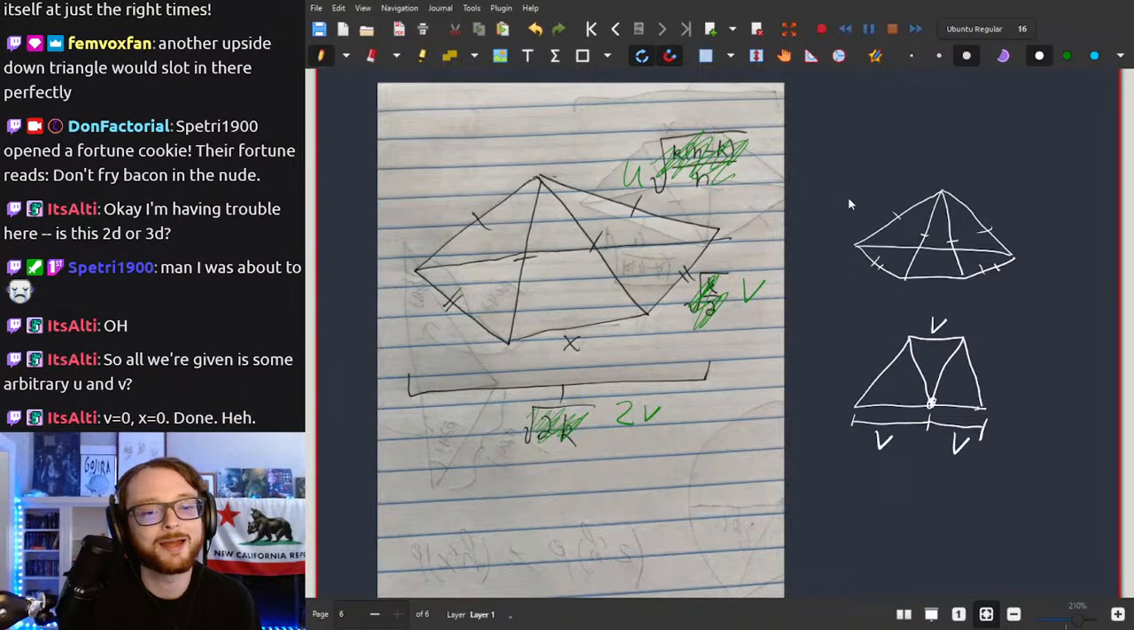V equals 0, x equals 0. True. Trivial solutions are my favorite. Problem solved.